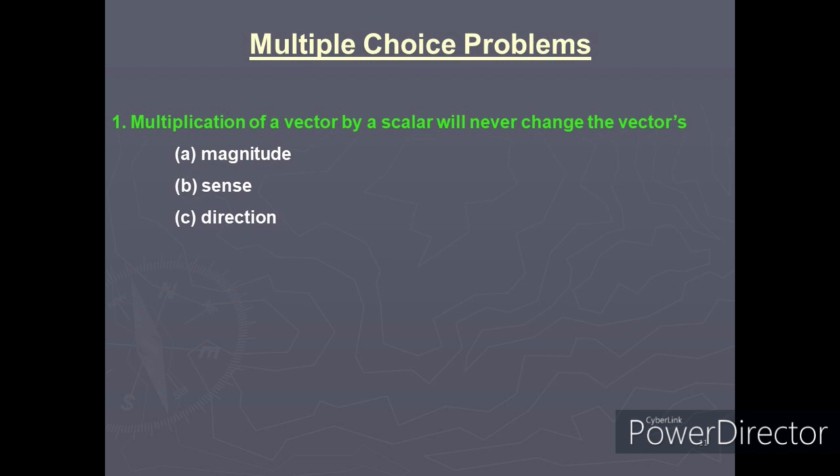Magnitude? No, it will change the vector's magnitude. When you multiply a vector by a scalar, it will change the magnitude as we have seen. Will never change the vector sense? No, it will change the vector sense. When you multiply with a negative scalar, the sense is reversed. Direction, will it change the vector's direction? No.